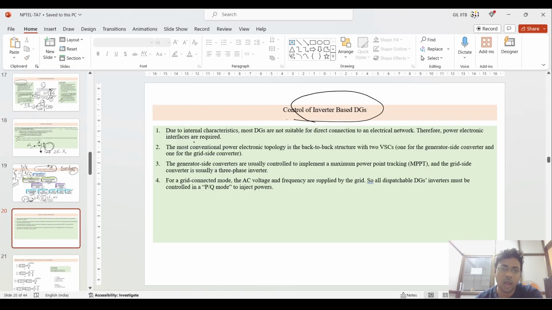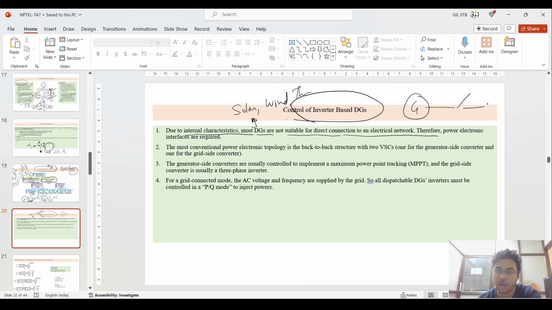there are certain points which you have to understand: that due to this internal characteristic, most distributed generator is what kind of system, solar is there, wind is there, and other kind of thermal is there. These are not suitable for the direct connection to the electricity network, because you cannot connect directly to this grid.